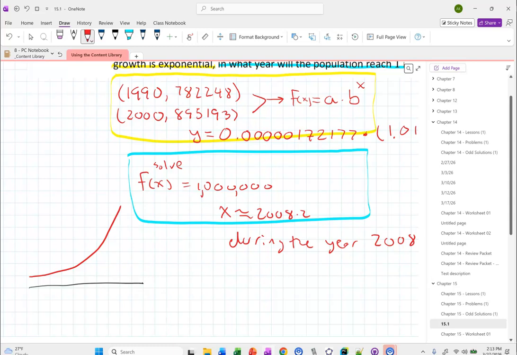Would we expect the population to keep increasing forever? Right? As x goes to infinity, would we expect the population to be infinite? No, what's going to eventually happen? You're going to run out of space or resources or whatever, right? Like eventually you run out of stuff to sustain your population. Everybody agree?